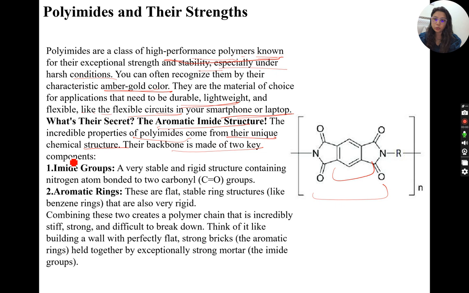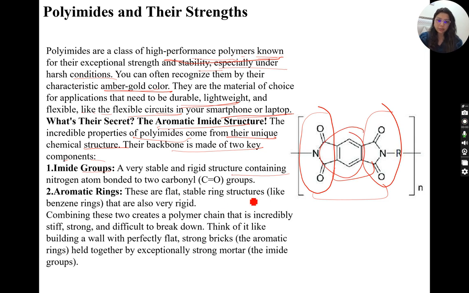The backbone is made of two key components. The imide group, a very stable, rigid structure containing nitrogen bonded to two carbonyl groups. And another one is the aromatic rings. They are flat, stable rings, like benzene, which are very rigid. Combining these creates a polymer chain that is incredibly stiff, strong, and difficult to break down.